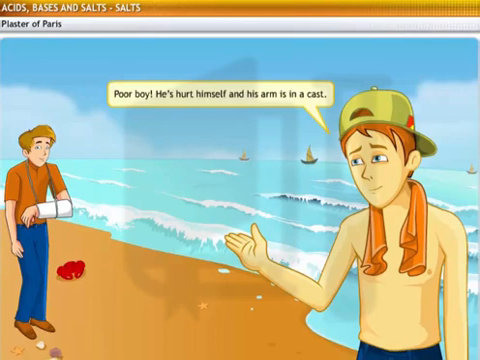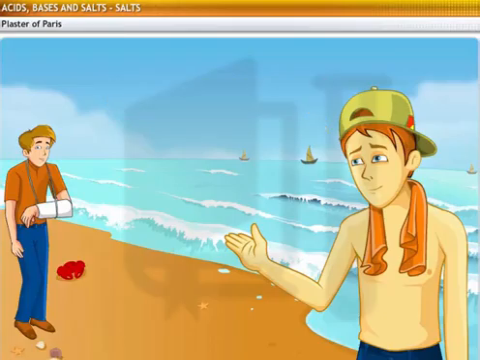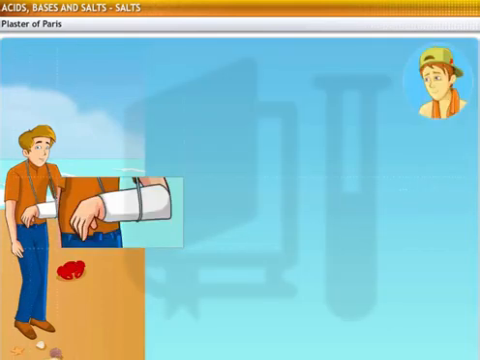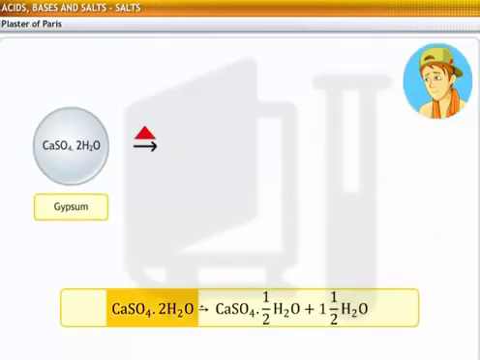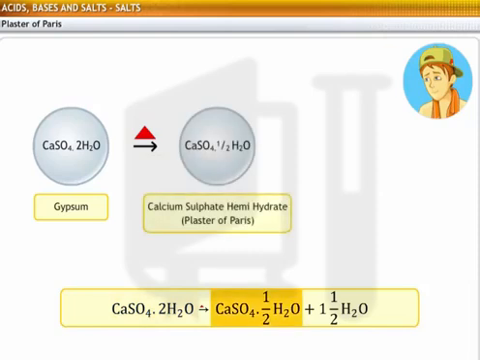Poor boy! He's hurt himself, and his arm is in a cast. Do you know what that cast is made of? No? It is made of plaster of Paris. Gypsum, when heated to 100 degrees centigrade, forms plaster of Paris, which is chemically called calcium sulfate hemihydrate, CaSO4·½H2O.